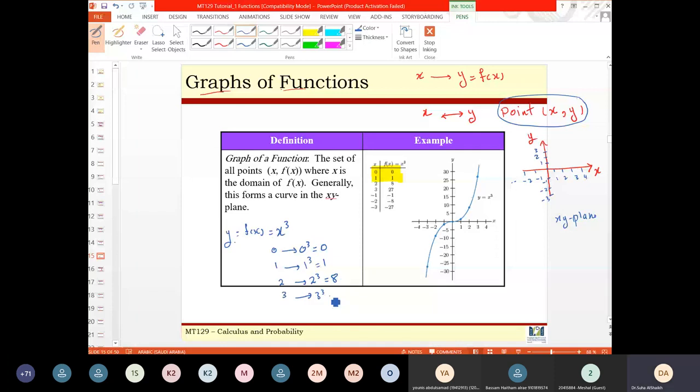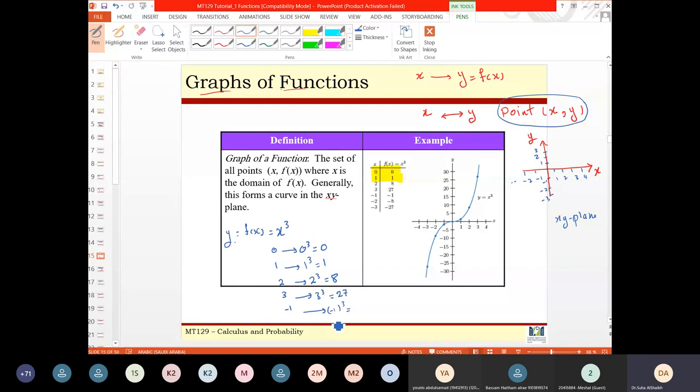I can do this with a lot of points. I can do it with negatives as well. We can see it at -1. From -1 to the power 3, we have to be careful with the sign. Did you bring a calculator to practice? Do you have your calculators with you?